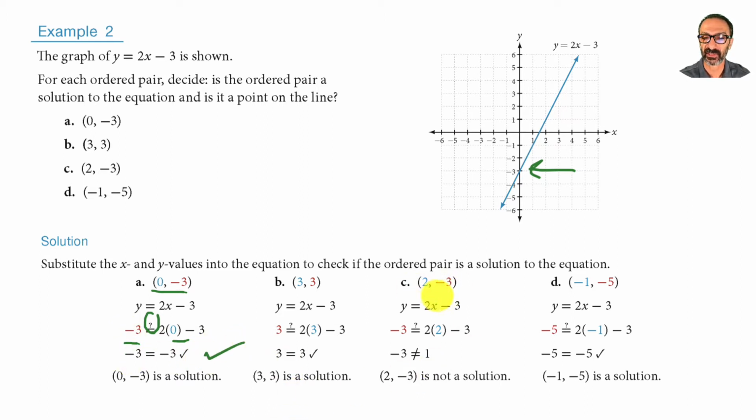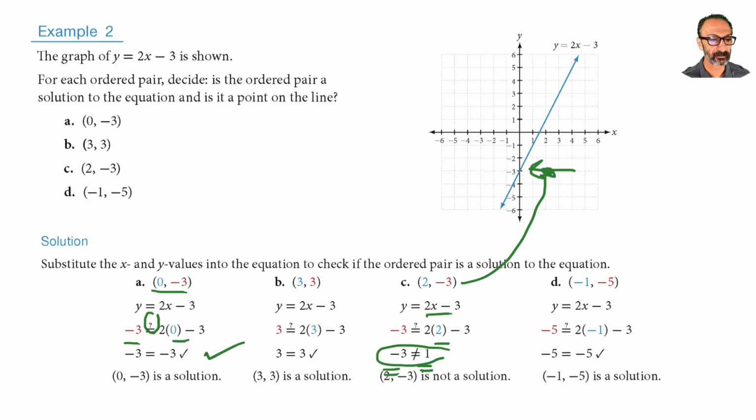This one here that we said it doesn't belong, plug in 2 right here for x, you get 4. 2 times 2 is 4. 4 minus 3 is 1. And 1 and negative 3 don't agree, so no, it does not belong. That's the only point that I said 2 and negative 3 does not belong, all right? Which is somewhere right here, okay? It's kind of hard to graph on the top of the line.